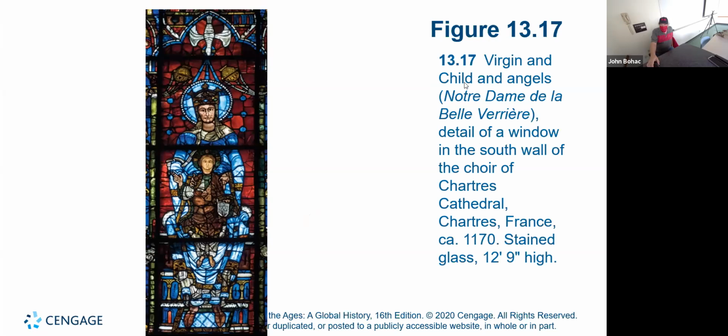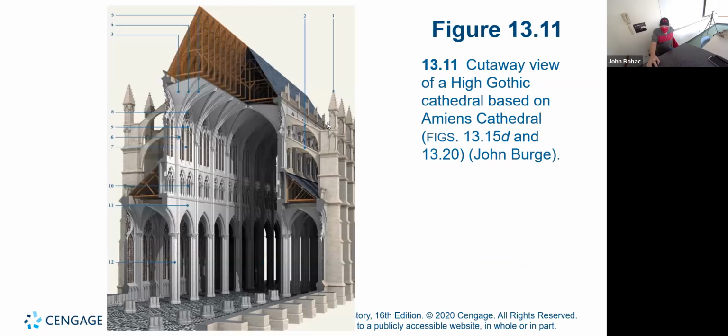And virgin and child and angels. There she is with a crown. There's the child. The angels are accompanying and protecting. And Christ, even at this young age, he's giving us a blessing. Up here, just told you about this one, the Holy Spirit, the dove. And that's kind of the construction plan of a lot of these high Gothic cathedrals.